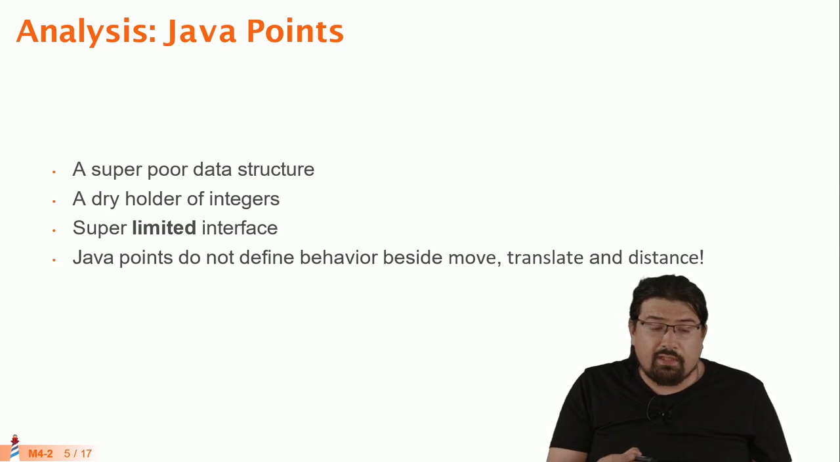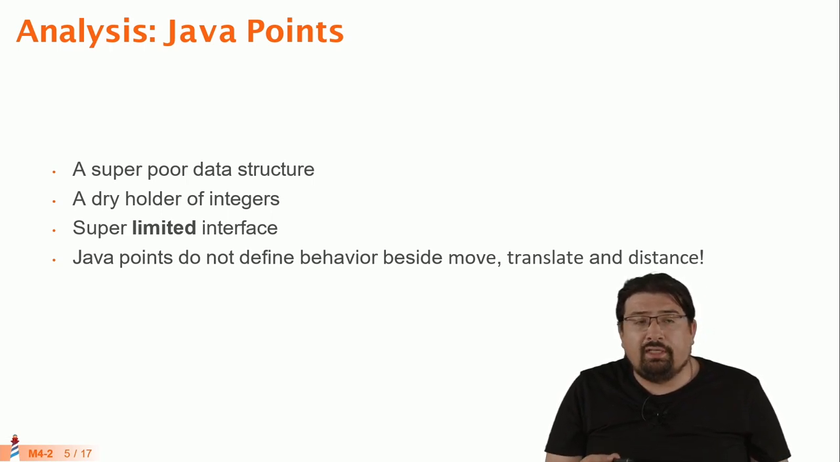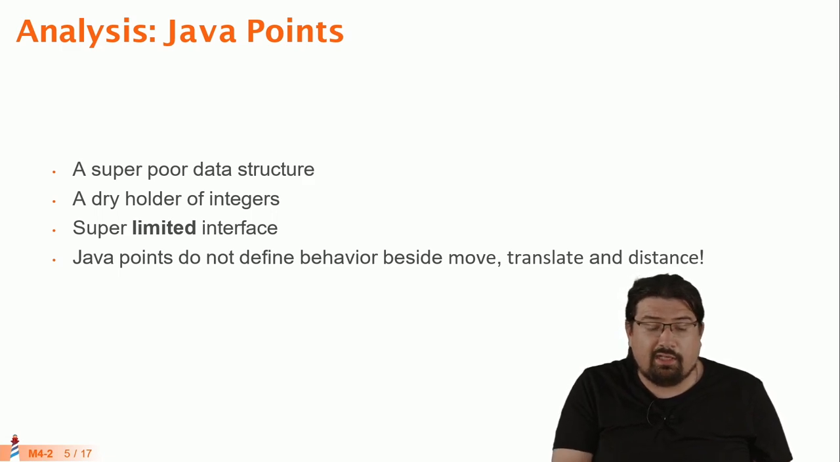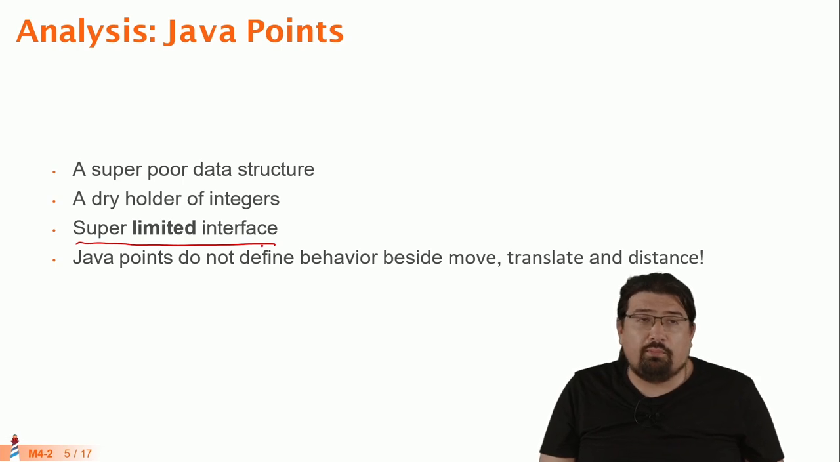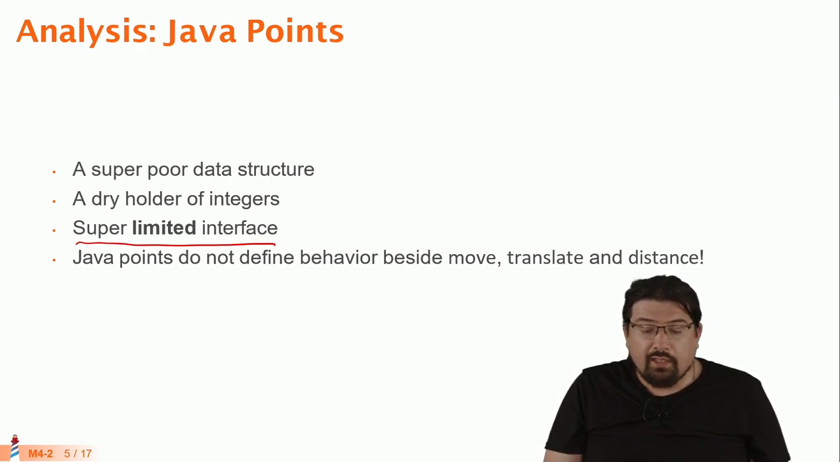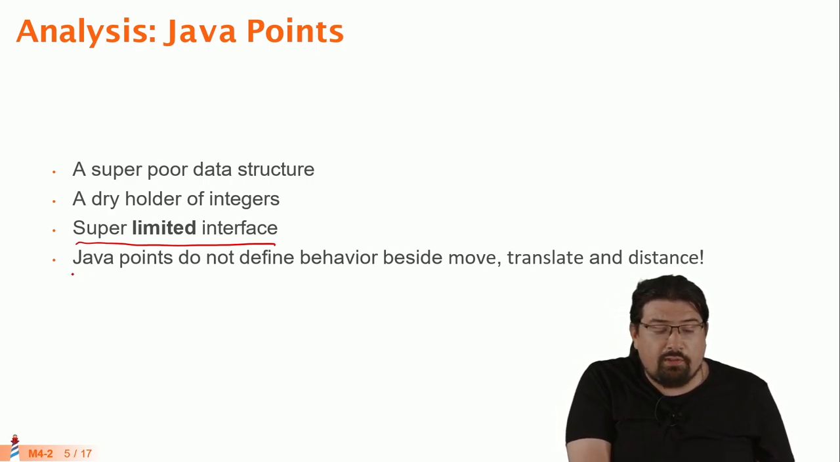As we can see, the implementation of points in Java is a super poor data structure. We have only methods to access their contents, in this case the instance variables x and y, and it only works to hold two integers. The interface is super limited: what are the messages we can send to a point and what are the operations that we can do with them. Basically, Java points are data structures.